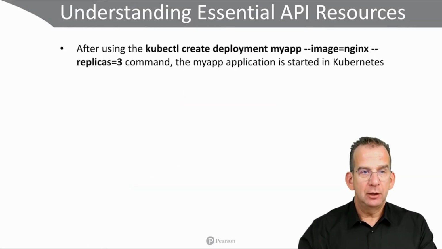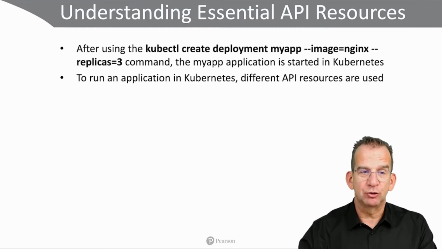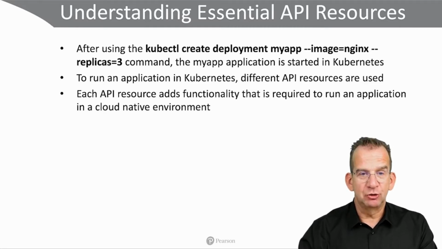So in Kubernetes, to run applications, different API resources are provided. I'd like to talk a bit about API resources and make sure you fully understand what this is all about. After you use a command like kubectl create deployment myapp --image=nginx --replicas=3, the myapp application is started in Kubernetes. We have just done it, and you have just seen how this application is implemented using different resources. Each API resource is required because it adds functionality required to run an application in a cloud-native environment.